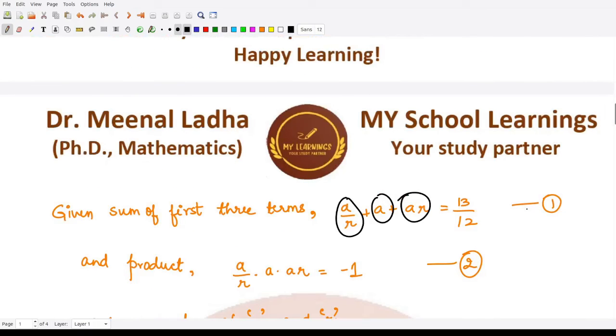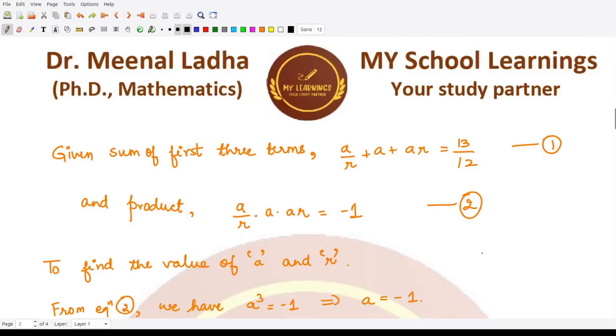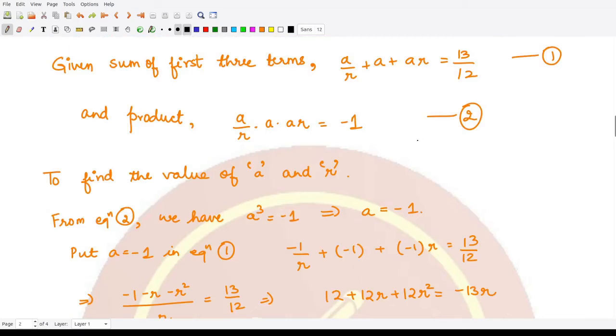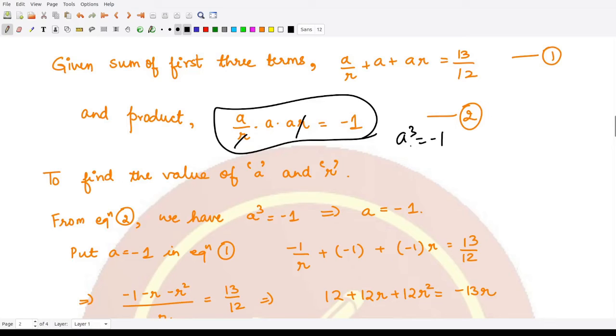So let's mark this as equation number 1, and their product is given to be -1. So let's mark this as equation number 2. Correct? Now we need to solve equation 1 and equation 2 and calculate the value of a and r. So from equation 2 you see we have a cube is equal to -1. So when you take the cube root of -1, the only real root of this would be -1, because when you take -1 cube it would be -1. The other two values of this cube root would be complex numbers which we are not taking. Right, so we obtain the value of a as -1.